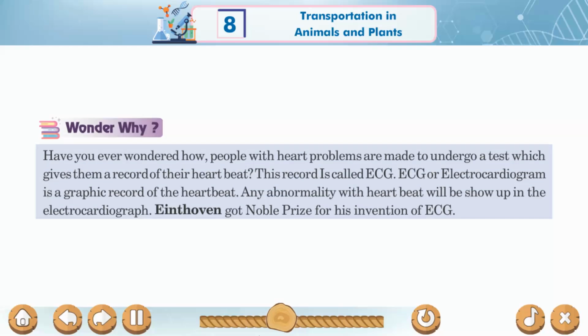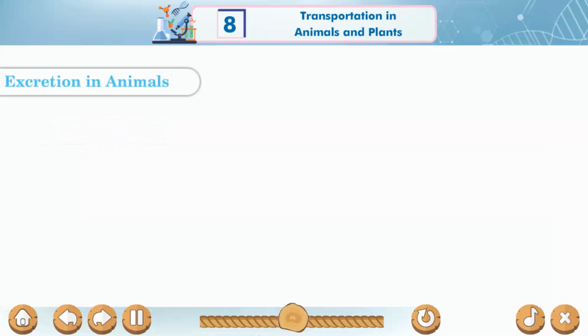Wonder why? Have you ever wondered how people with heart problems are made to undergo a test which gives them a record of their heartbeat? This record is called ECG. ECG or electrocardiogram is a graphic record of the heart. Any abnormality with heartbeat will be shown up in the electrocardiograph. Einthoven got Nobel Prize for his invention of ECG.